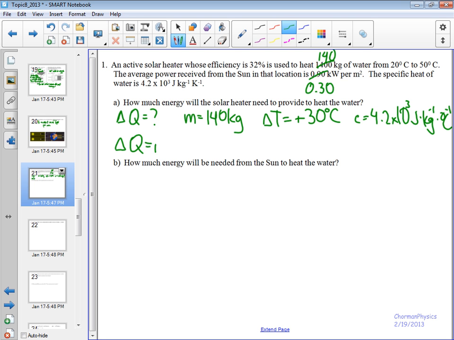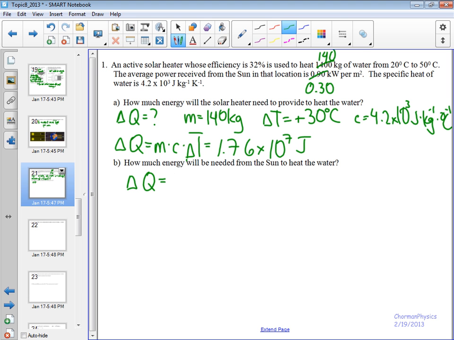Okay. So we're just going to use MCAT to solve for this. That's pretty much it. This is what is required for us to do this work. So we substitute in all our values, and you end up with this many joules of energy. Okay, so how much energy will be needed from the sun to heat the water? So this is what we need to just do this with the water.